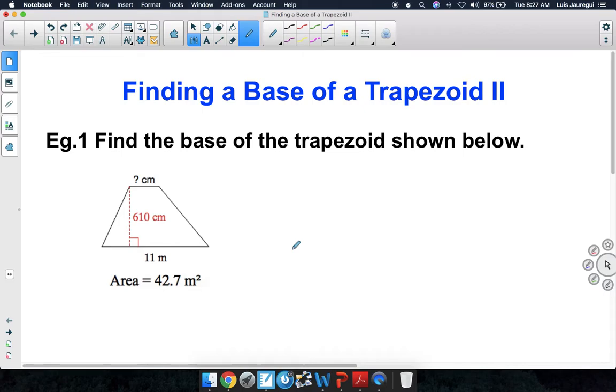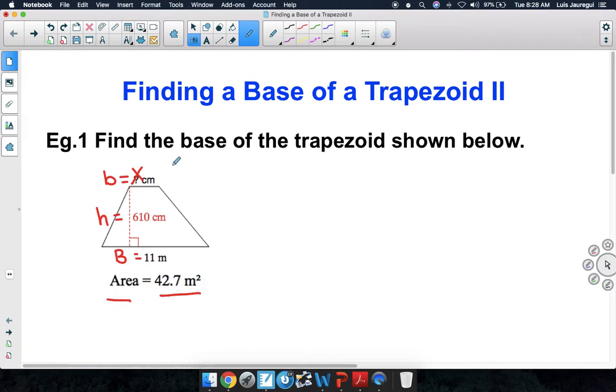Let's take a look at our example. Example 1: Find the base of the trapezoid shown below. Let's take a look at what we're given. Notice, based on the diagram, that the little base is equal to a certain amount of centimeters. Let's go ahead and say that that's simply x centimeters. The height is equal to 610 centimeters. The big base is equal to 11 meters. And the area is equal to 42.7 square meters.